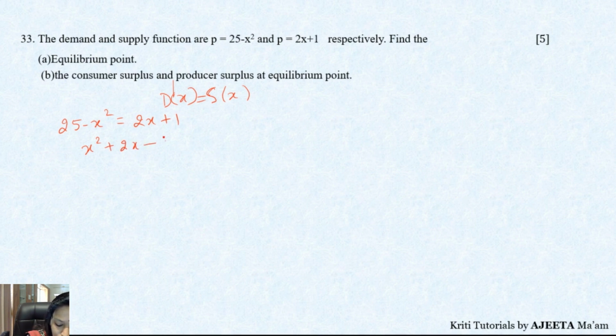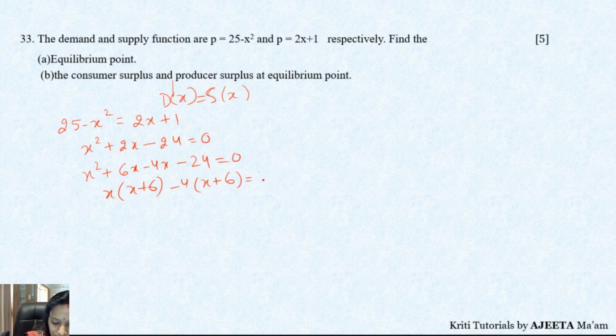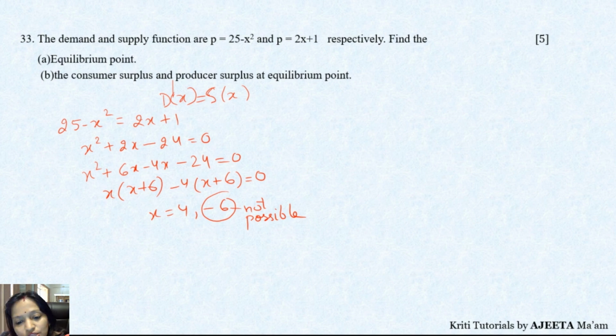So x square plus 2x minus 24 is 0. So we have to factorize it and get the answers. So this is what we have: 6x minus 4x, so x plus 6 into x minus 4, equal to 0. So x is 4 and minus 6. Minus 6 is not possible because, anyone? Yes, because of the number of commodities. You will write there that commodities cannot be negative, so we get x is 4. Correct? So this is your equilibrium point.